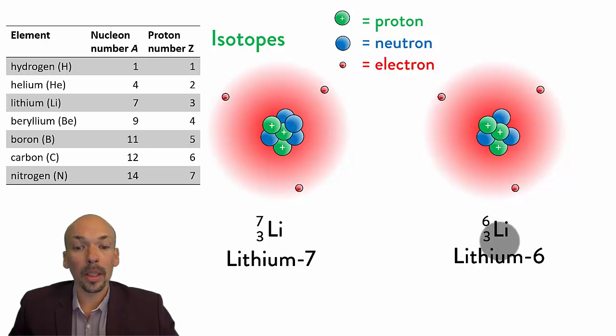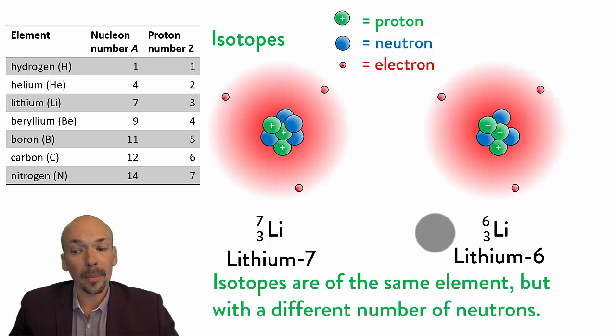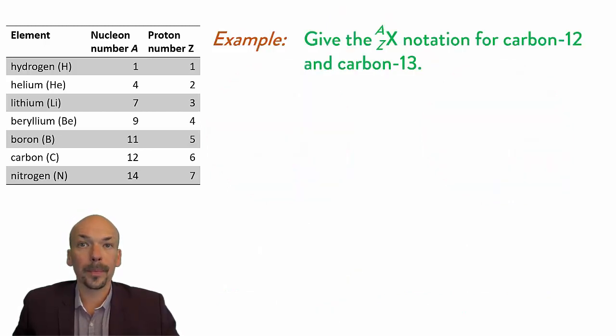These 2 elements are now called isotopes. Isotopes are of the same element, but with a different number of neutrons, so they have a different mass. But all properties are the same. This one is just a little bit more heavy. There now will be 2 example questions to check if you understood. Give the correct notation for carbon-12 and carbon-13. Try this for yourself and pause the video now.